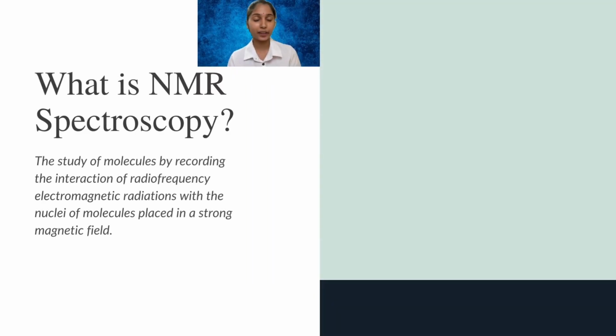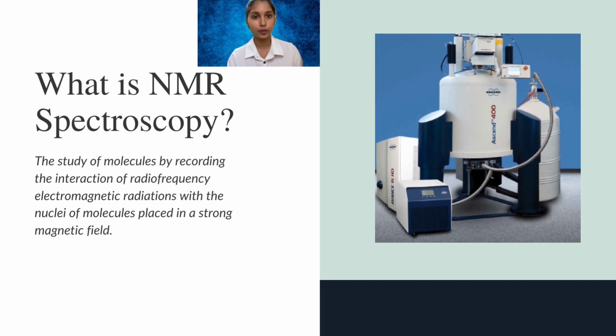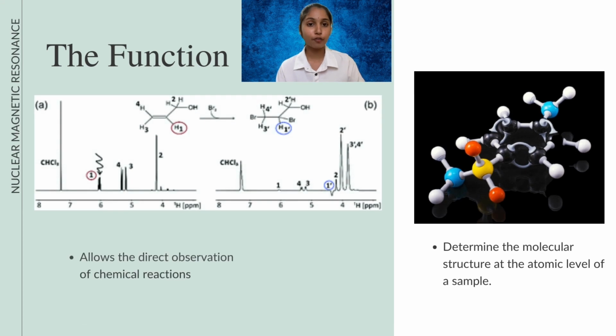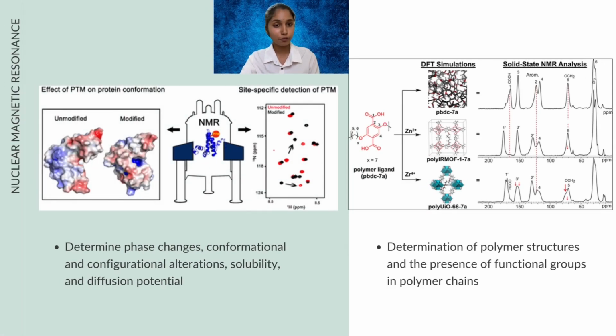So, what is nuclear magnetic resonance spectroscopy? It is a study of molecules by recording the interaction of radio frequency electromagnetic radiations with the nuclei of molecules placed in a strong magnetic field. The function of NMR spectroscopy is to allow the direct observation of chemical reactions. Secondly, it is also used for determining the molecular structure at the atomic level of a sample. It determines both pure compounds and mixtures, as either solids or liquids. Besides, it is also used for determining phase changes, conformational and configurational alterations, solubility and diffusion potential.